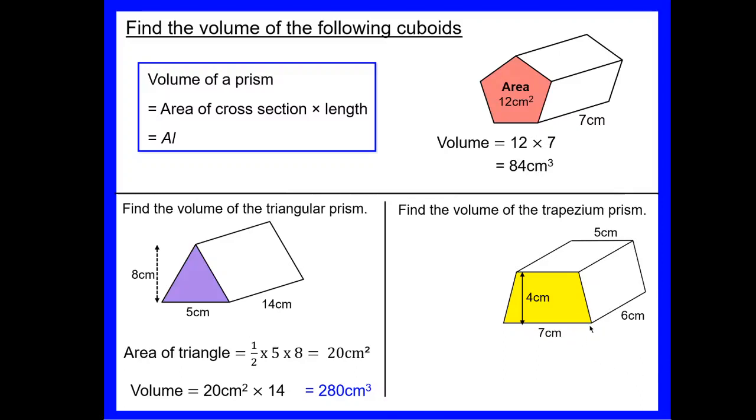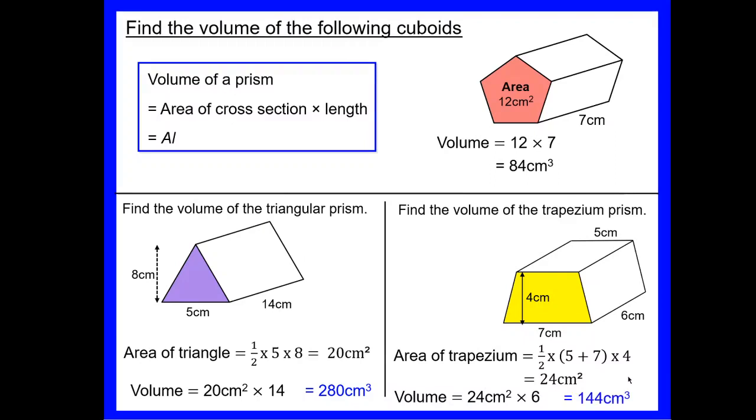So this time we've got a trapezium prism. So we start by finding the area of the trapezium shape. So that's a half times A plus B, the parallel sides added together, which are 5 plus 7, times its perpendicular height of 4. That gives us 24 centimetres squared. To find the volume, we take the area of our cross section and times it by its length. So 24 times 6 is 144 centimetres cubed.